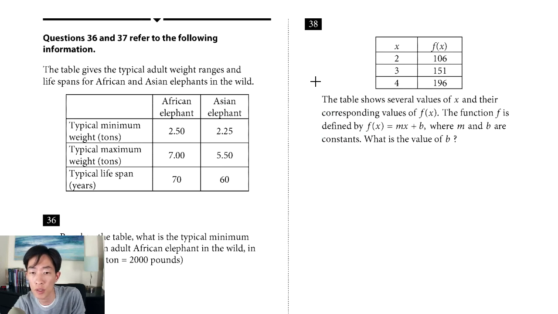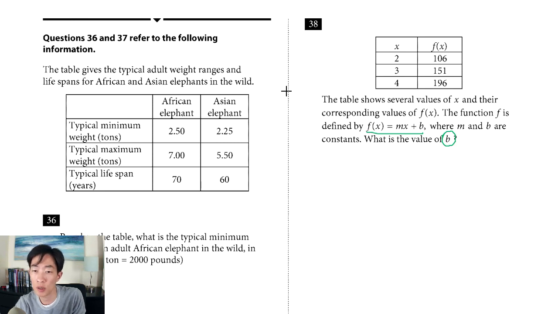Question 38, we've got a chart and it says the table shows several values of x and the corresponding values of f of x. The function f is defined by f of x equals mx plus b, so you'll notice that that's a line. M and b are constants. What is the value of b? So the first thing you'll notice is that we've got y equals mx plus b. B is the same as the y-intercept. So that's what they want to know. What is the y-intercept of this line?